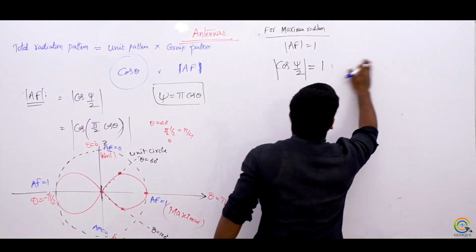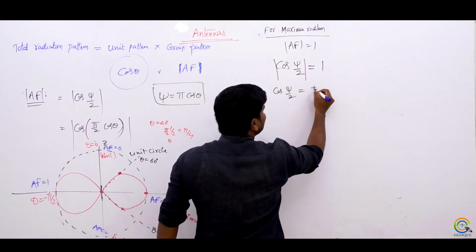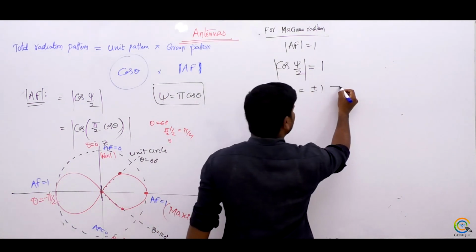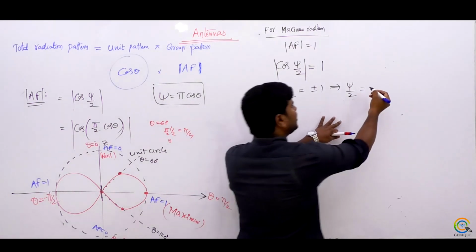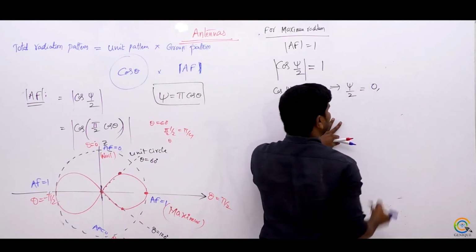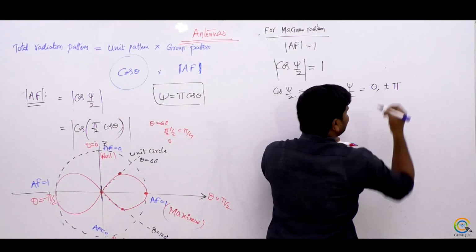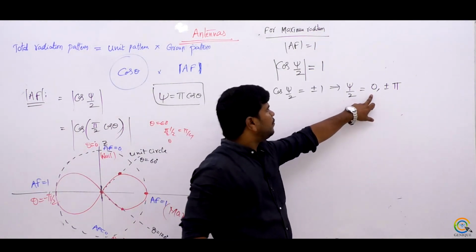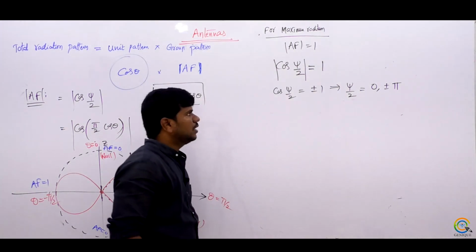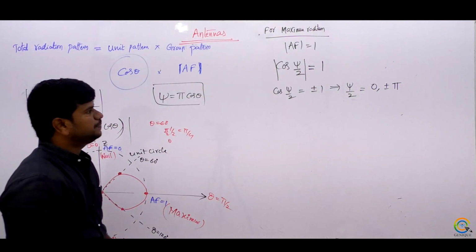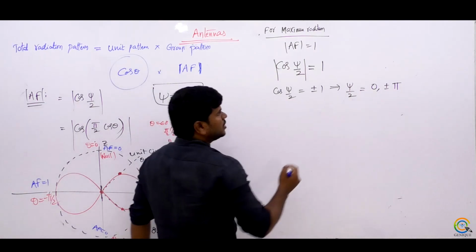Mod value is equal to 1 means what? So cos of psi by 2 can take plus or minus 1. So from this, psi by 2 is equal to what? If it is plus 1, psi by 2 is equal to 0, and if it is minus 1, it must be plus or minus pi. So 0 is for plus 1, and plus or minus pi is for minus 1.